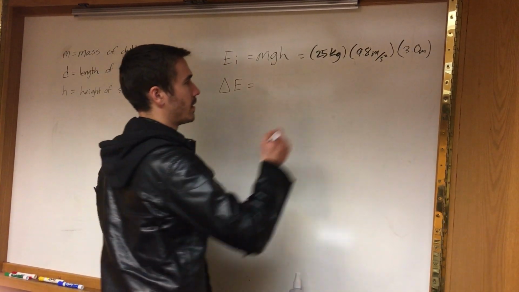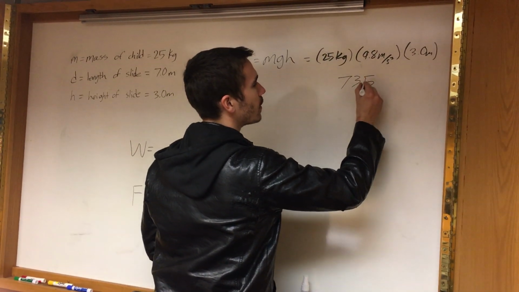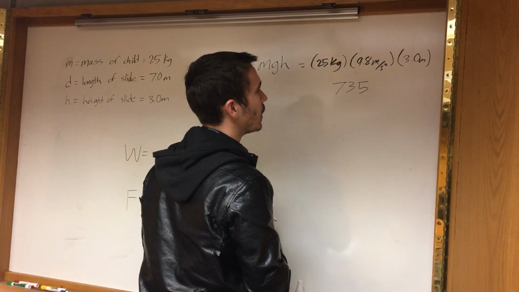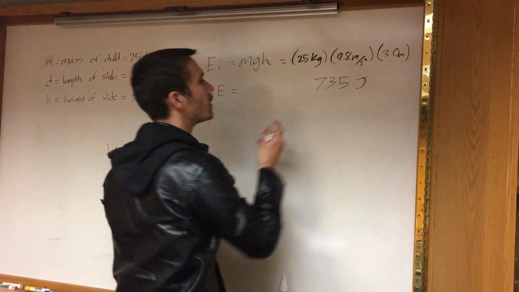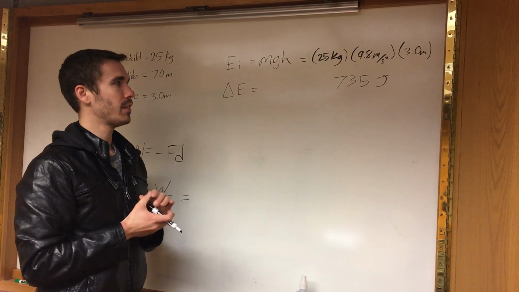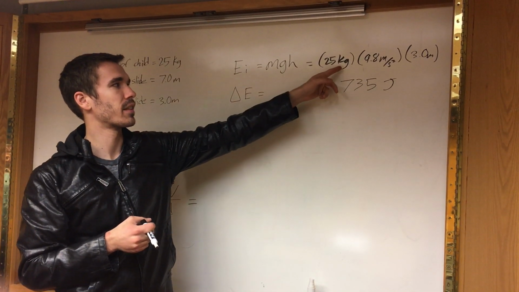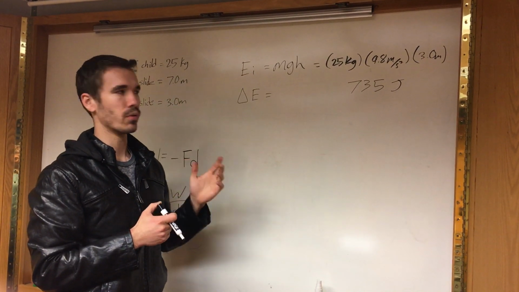we should get 735. That'd be in joules. So that's the energy that we have currently, and the reason why we got joules is because kilograms times meter squared over second squared would be joules.